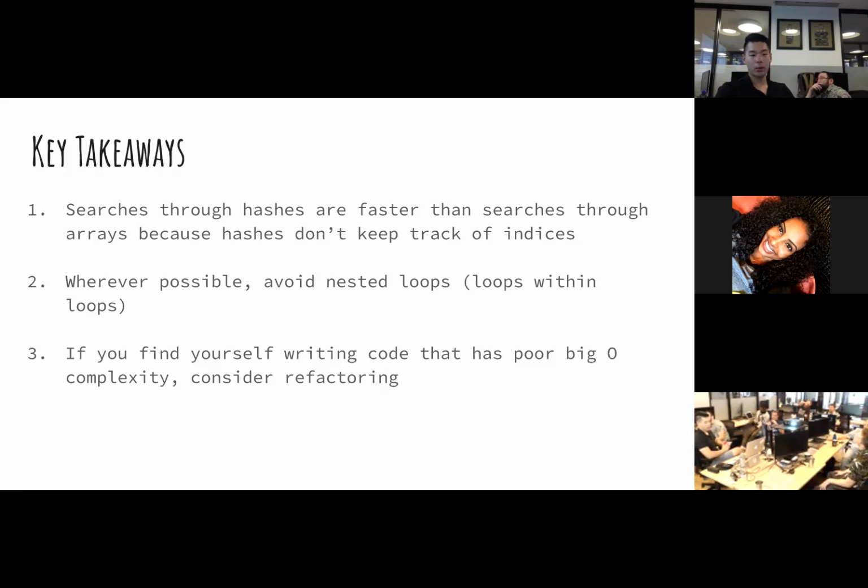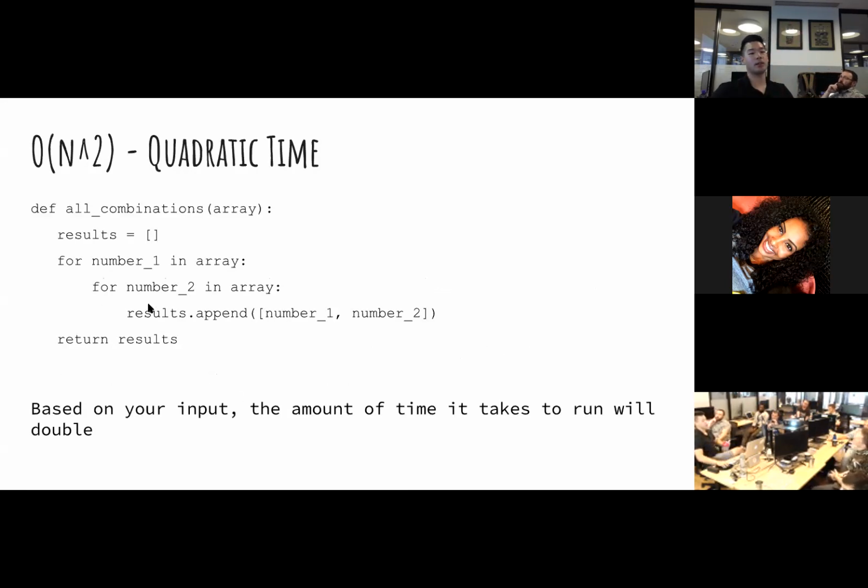So O of n squared is quadratic time, meaning that if I have to do something like a loop within a loop and I want to print everything, say I have 5 items and I want to print out every combination, I'm actually going to run through it 25 times, because I have to run through the loop the first time and then run through the loop the second time, just like this.